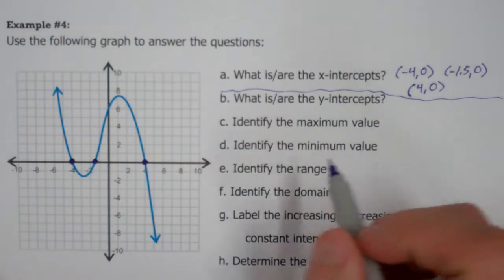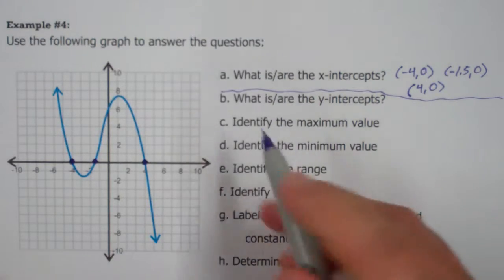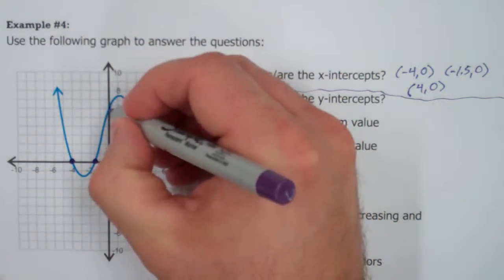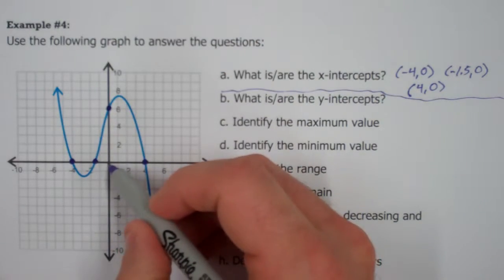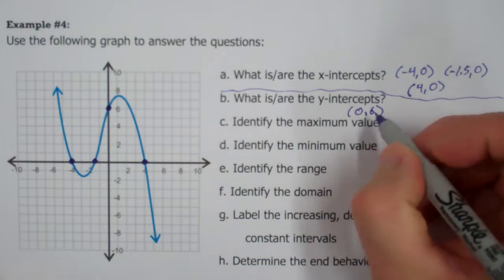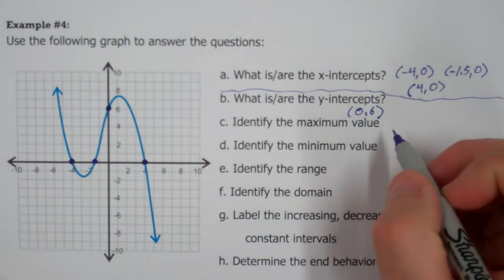x-intercepts. If this is a function, there's only going to be one y-intercept. If it's not, there could be a bunch. Then I just look up and down on the y-axis, and I find where the graph crosses the y-axis. That's the y-intercept. So the coordinate is 0, 6. Remember, for the y-intercept, the x value is always 0.